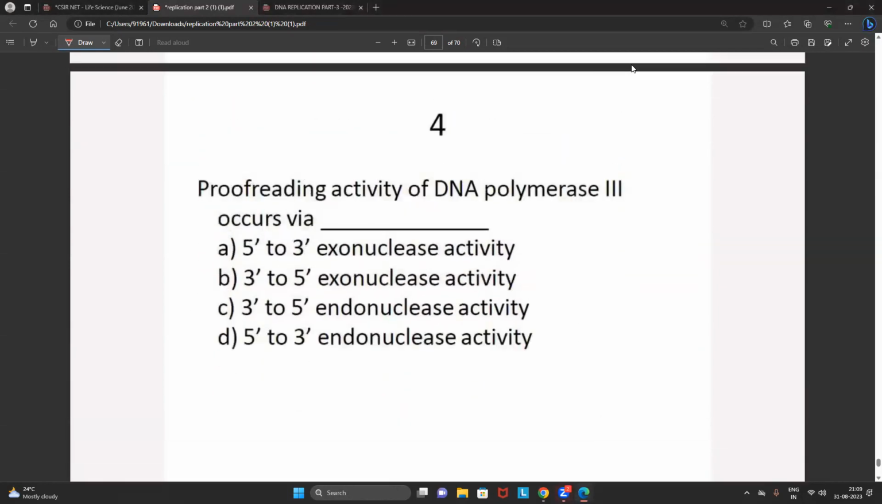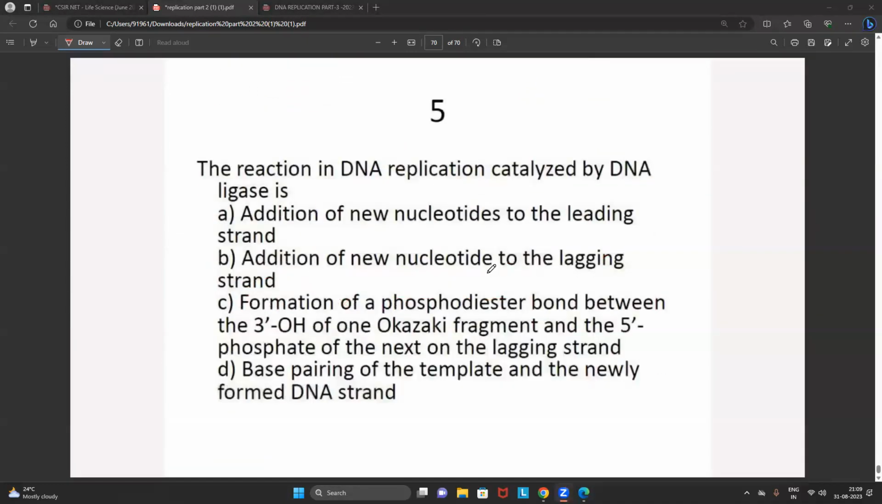Okay, question number 4. Proofreading activity of the DNA polymerase 3 occurs via? So obviously it can never be endonuclease. It is always exonuclease. 3' to 5' exonuclease activity, or the proofreading activity. Okay.